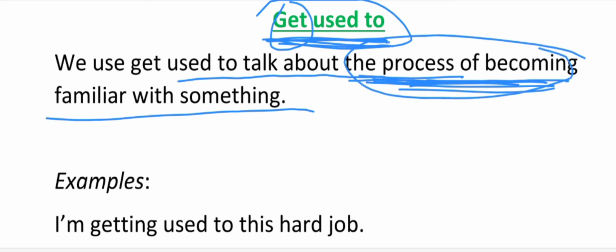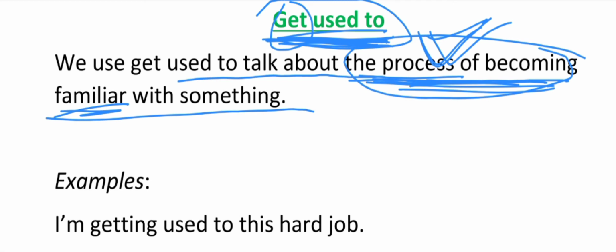The first one, used to, is used to talk about a past habit, which is no more present in present time. The second one, be used to, is talking about that we are familiar with something or we are accustomed to something. The third structure, get used to, is used to talk about the process of becoming familiar with something or someone.